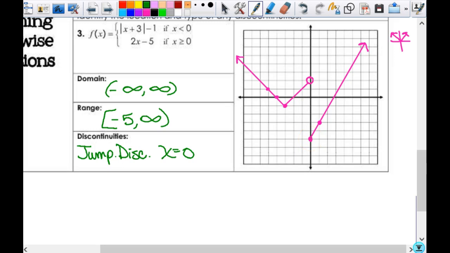Removable discontinuity would just be a random point missing off of a line or off of a curve. Okay? Not on the end where it would be like a jump. Does that make sense to you? So just some random hole, which we'll get when we get to the more rational.